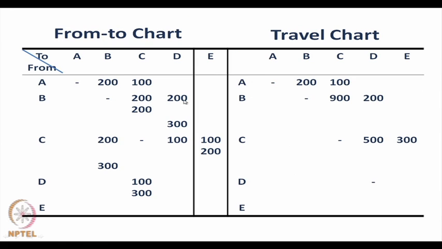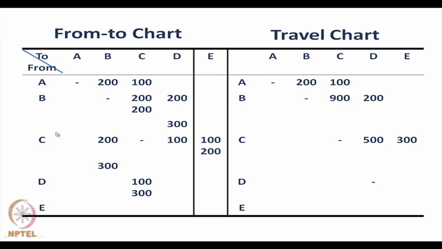So, B to D is 200 here. Like this, we have written down the quantity moving from one department to another department. Now, you see here, A to B is... we are now not considering whether the movement is taking place in a reverse direction.